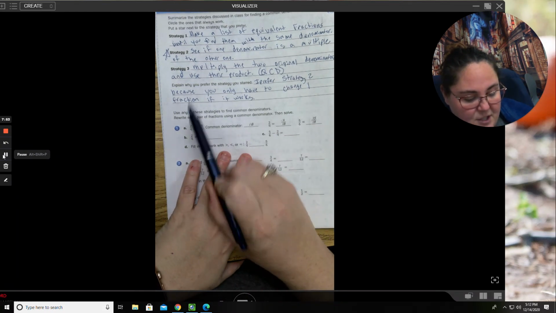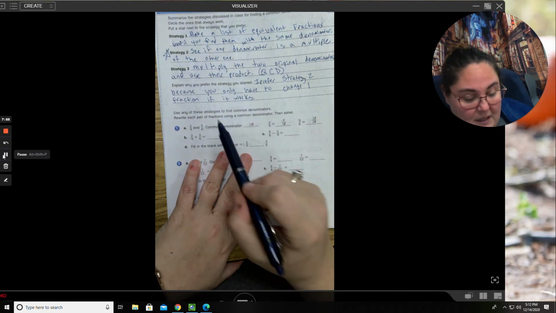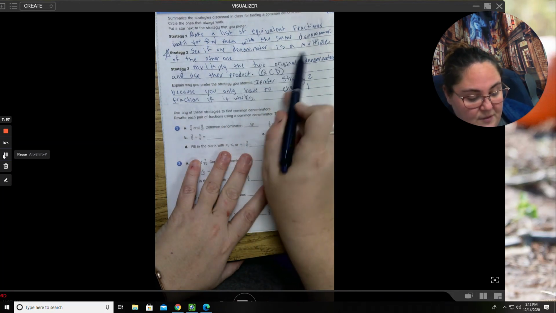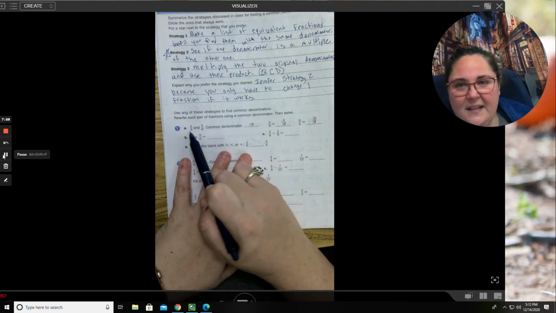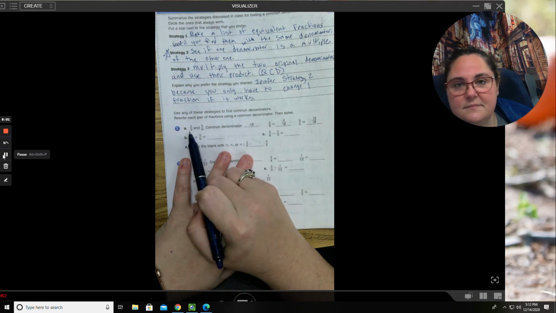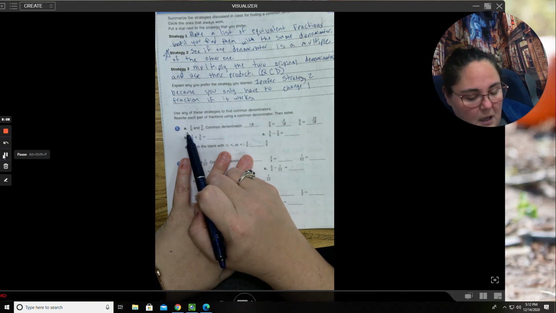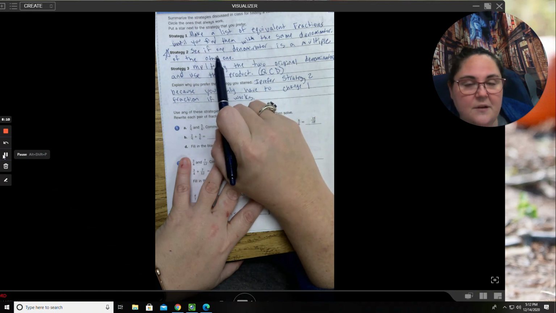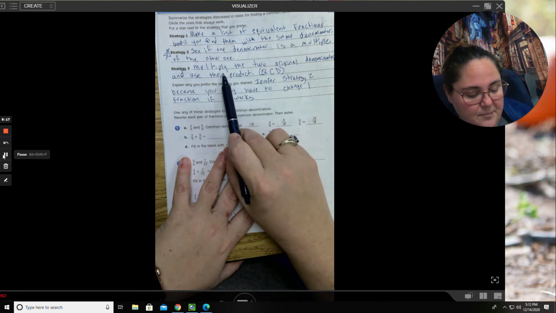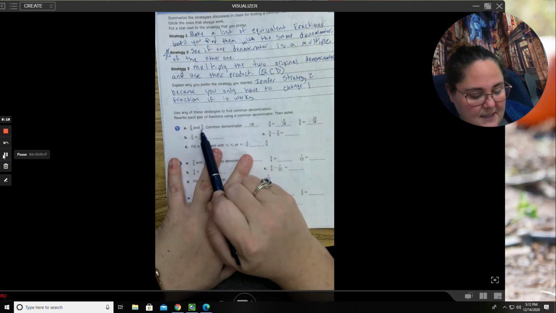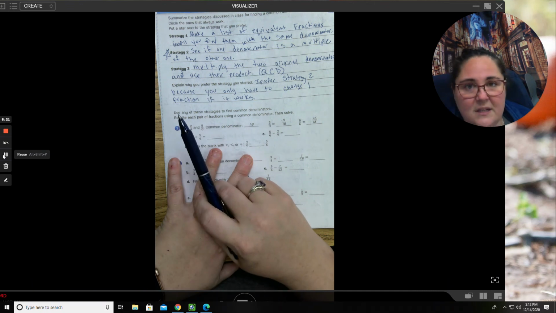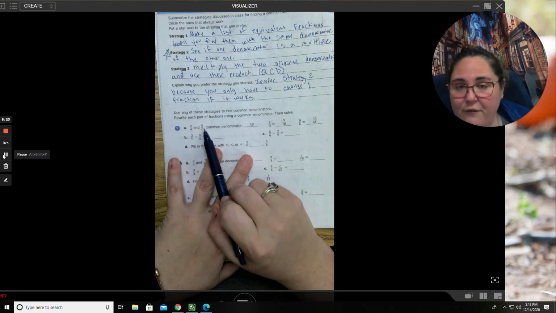All right, let's start with strategy 2. See if one denominator is a multiple of the other. Does 6 go into 9 equally? Nope. Well, that stinks. That means I can't use that one. Make a list of all the common denominators. I could do that. Or multiply by each other. 9 and 6. Ugh. I don't want to necessarily do that because 9 times 6 is 54. It'd be too big of a number.